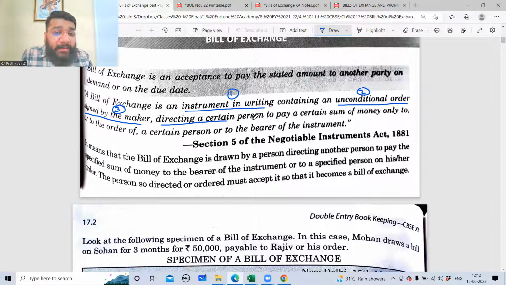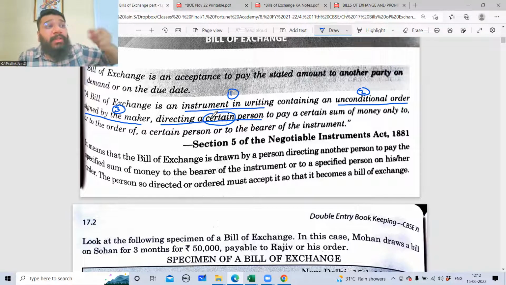Directing a certain person. Certain means what? The person who has to make the payment, that person's name you have to certainly mention. Certainly means what? Surely. You have to mention the person's name. Directing, you're asking a certain person. Here, who is that certain person? The customer. So you're asking the customer. So this is point number 4. You have to mention the customer's name, that Mr. Y will pay, or on behalf of Mr. Y, somebody else will pay. So whoever is going to make the payment, that person's name has to be captured.